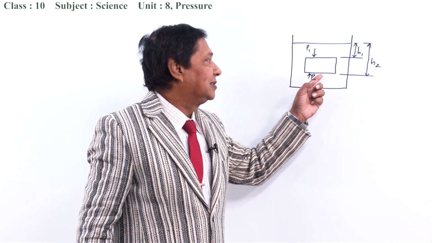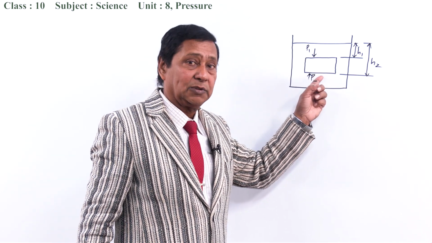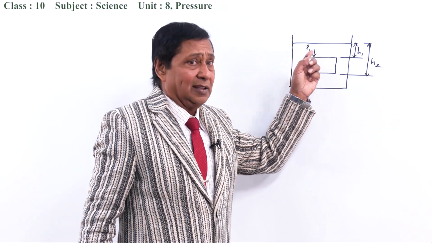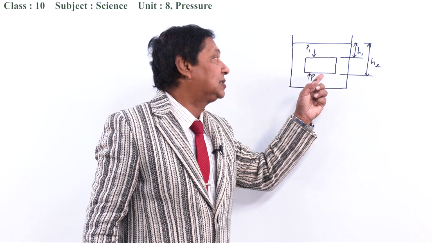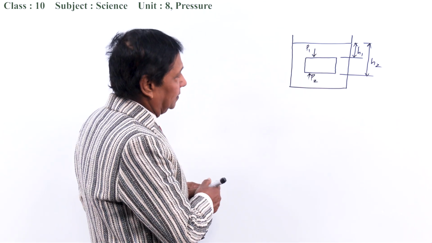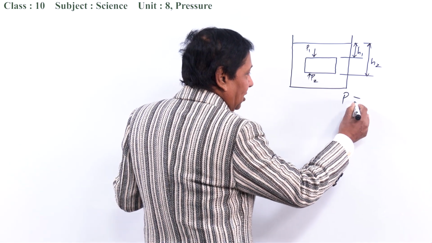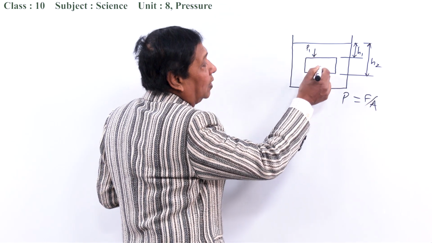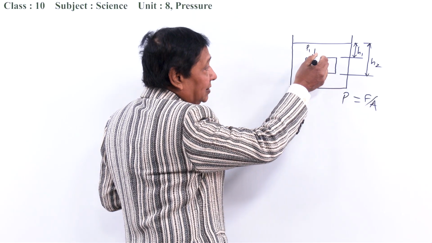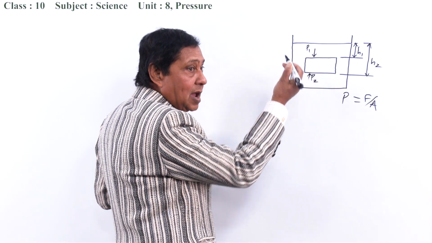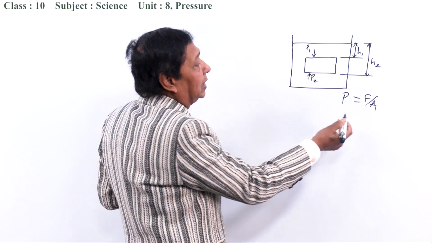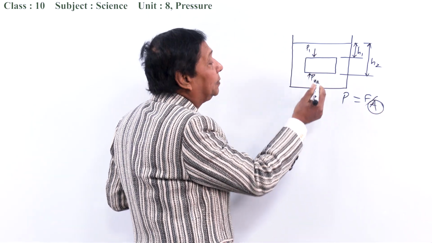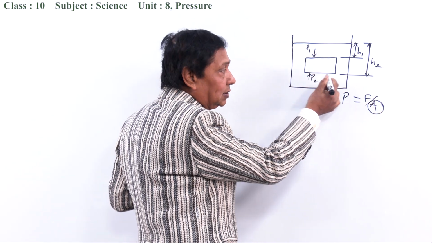The lower side, this side, is at greater depth, but this side is at less depth. That's why pressure at this place is greater than this place. So, pressure equals force by area. Even after being equal area at this side and this side, why is pressure more at this lower surface?